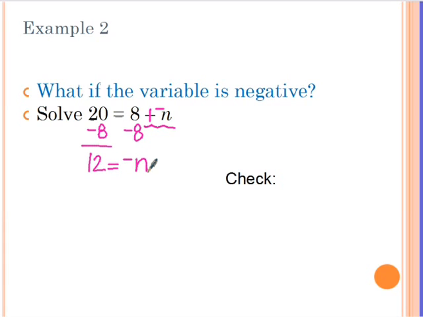Well, I can't finish off a problem with a variable that's negative, so what I can do to that is, well, I need it to be positive n. So I can divide both sides by negative 1. I could actually multiply both sides by negative 1 also. It would be the same thing. So instead of positive 12 equals negative n, I get n equals negative 12.